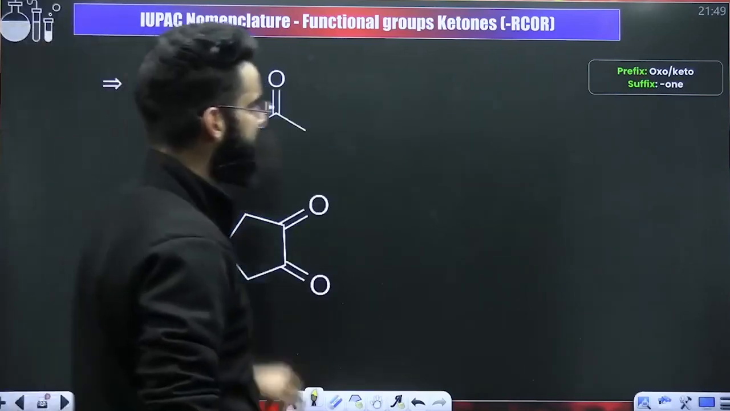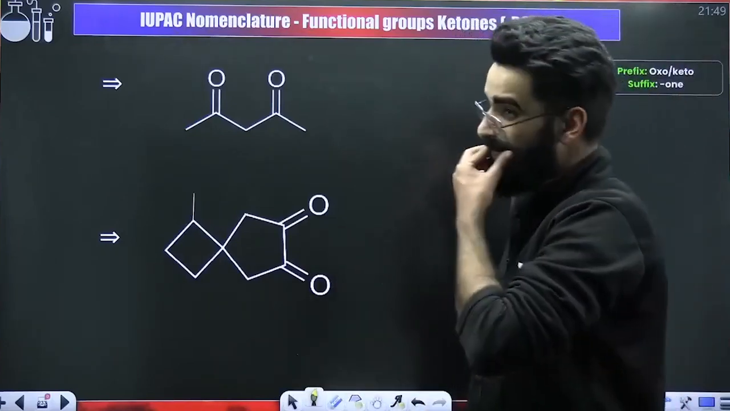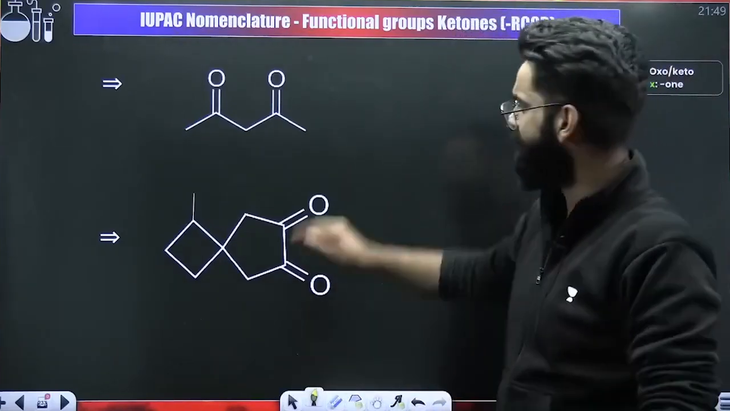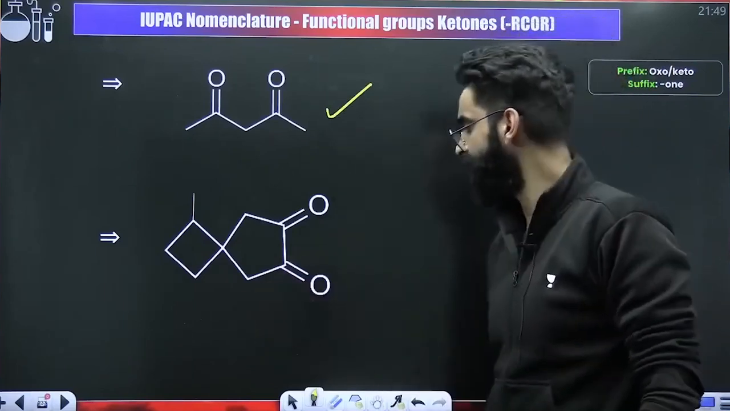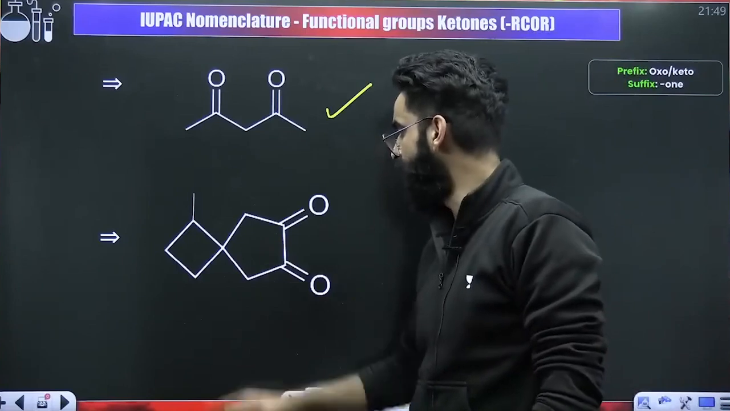Okay. What about the name of these compounds? Look at these two. Quickly, this you should be able to do. I'll show you this one. It is a spiro compound. Start with the lower side.